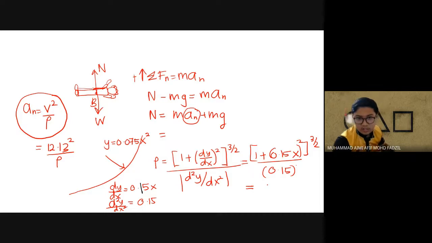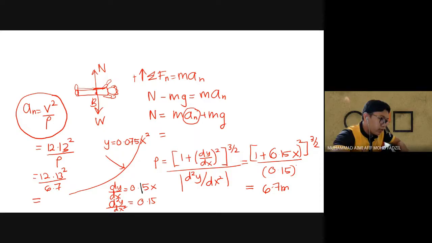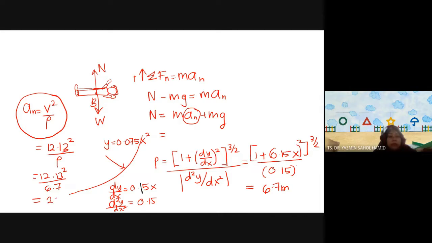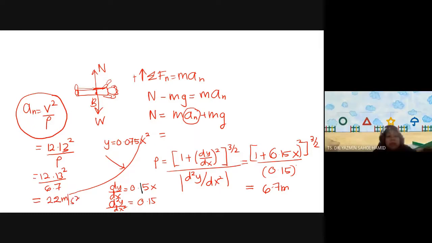6.7. Correct. So you need to put 6.7 here to get the acceleration. What do you get? 22 meters per second squared. Okay, put it into this formula and get the normal force.